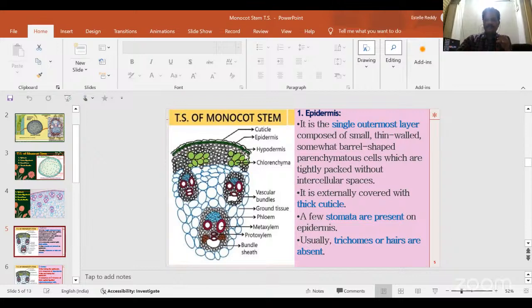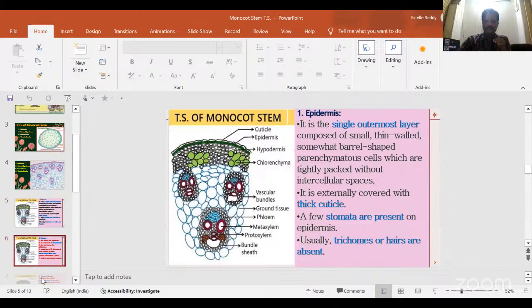The outer surface of the epidermis is covered with a thick cuticle. And there are no trichomes. Epidermal hairs are absent in monocot stem. This is the prominent feature of monocot stem: thick cuticle, absence of trichomes. This is the first part.